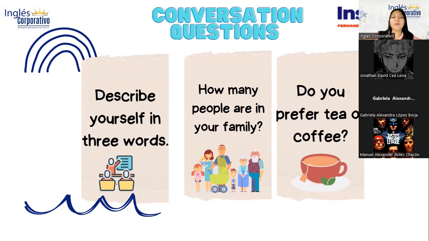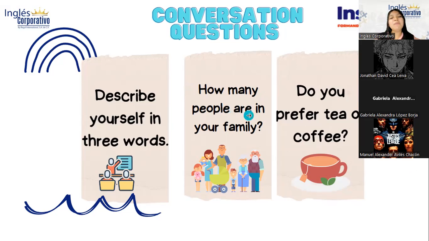Jonathan, what about you? Describe yourself in three words. Introverted, distracted, and responsible. Okay. Yes. All right, Gabby, the last one. I am a little bit shy. You're a little bit shy, really? Yes. Okay. Shy is like penosa, okay?